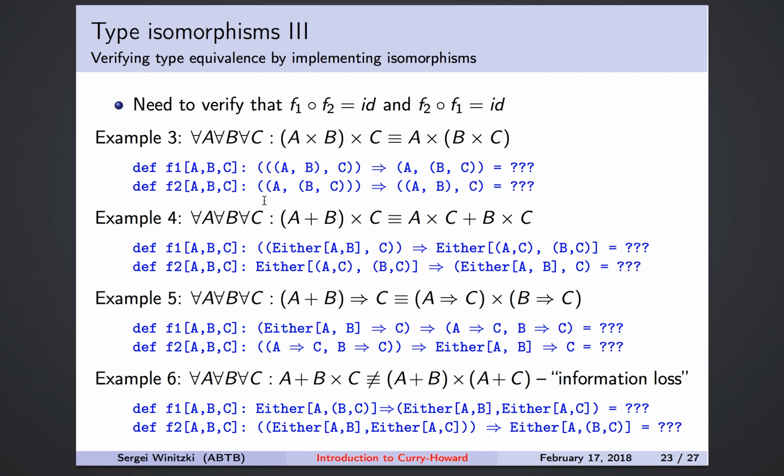In all these examples, we can implement functions f1 and f2 between the two types in both directions. And then we can check, we certainly can implement them because these are logical identities, but then we can check if the compositions are identity functions. And if so, the types are isomorphic. But we find that in the first three examples we can do it, but in this last example we cannot.